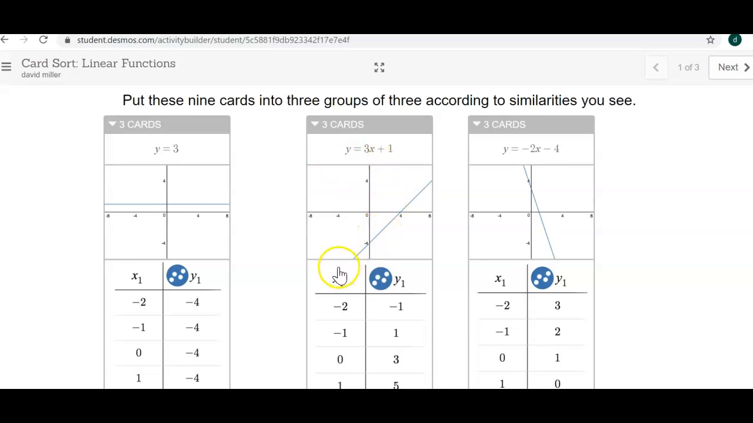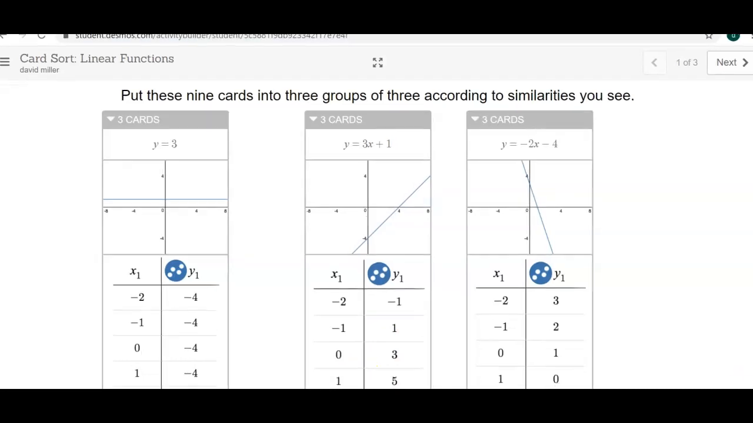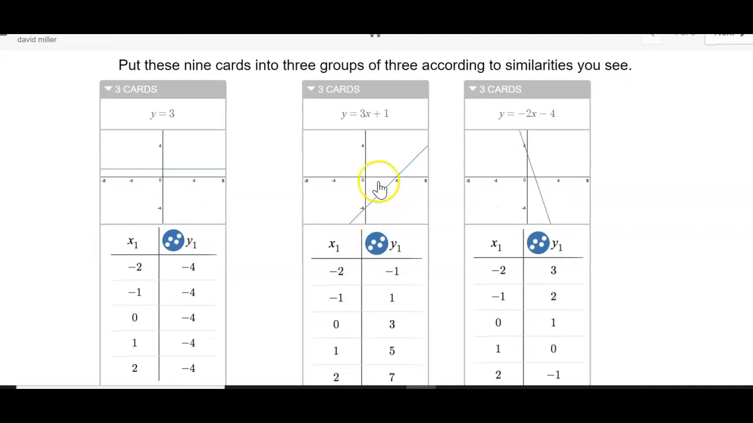Y equals 3x plus 1, this graph, and this table. This is a little trickier to see, but what's going on with that one is that the y values are increasing the whole time. And so as you go from left to right, it's going up. As the x's get bigger, the y's get bigger, and the slope is positive, so you know that it's increasing.